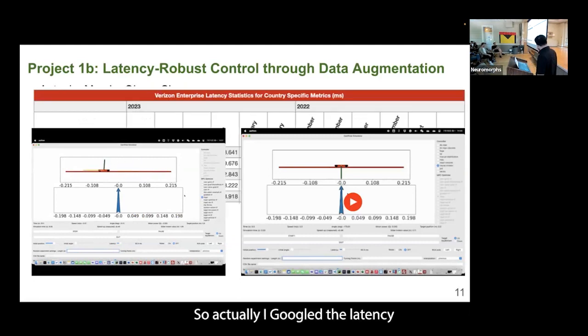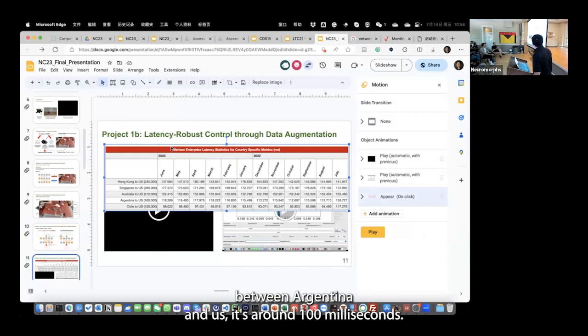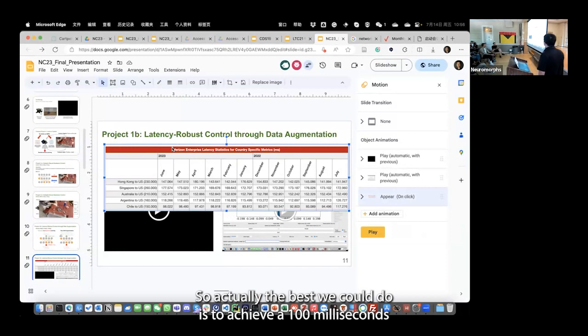So actually, I Googled the latency between different continents, and I found out that the latency between Argentina and US is around 100 milliseconds. So actually, the best we could do is to achieve a 100 millisecond latency control of the GRU imitator.